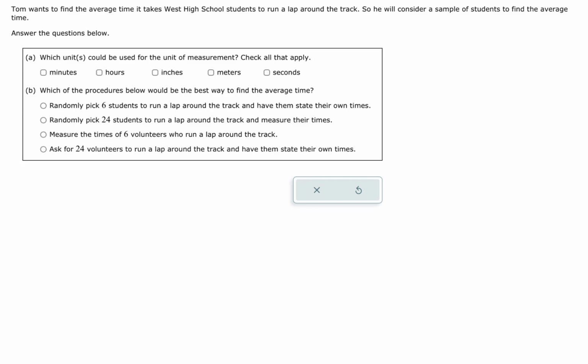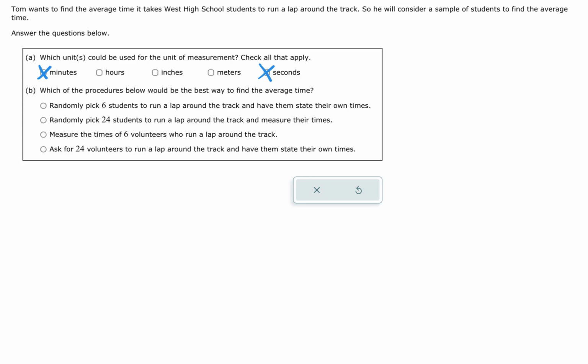Part A says which unit or units could be used for the unit of measurement. Check all that apply. Remember, this is the time to run one lap around the track. Depends on how big that lap or that track is. If it's a very large track, I suppose it could be minutes. I don't think it's going to be hours unless either the students are really slow or the lap is like miles long. It could be seconds if the lap is fairly short. Inches and meters measure distance, not time, though.